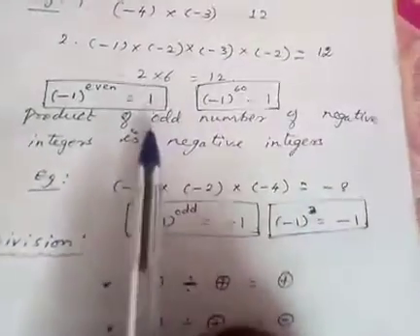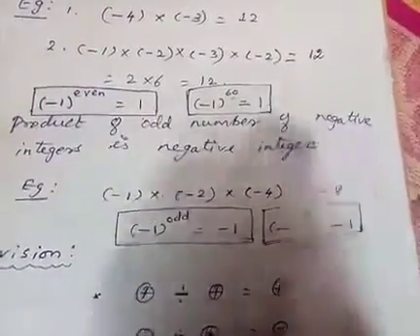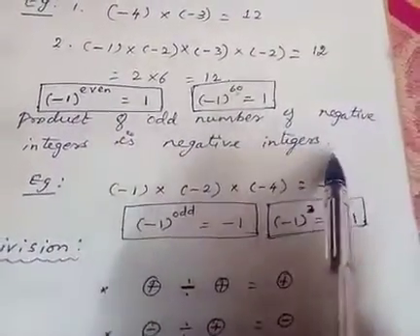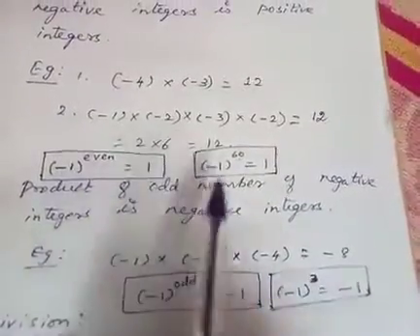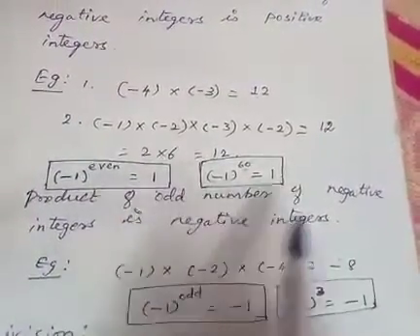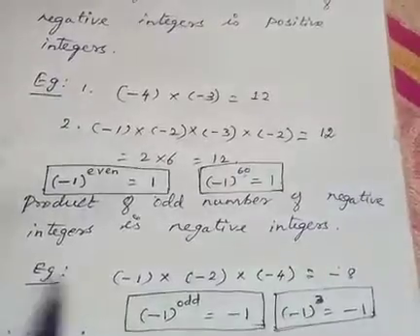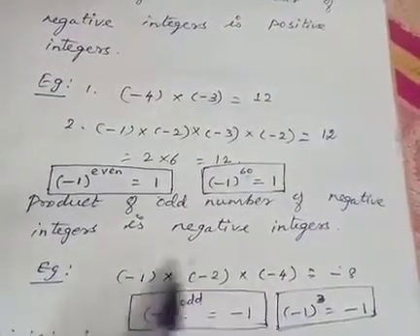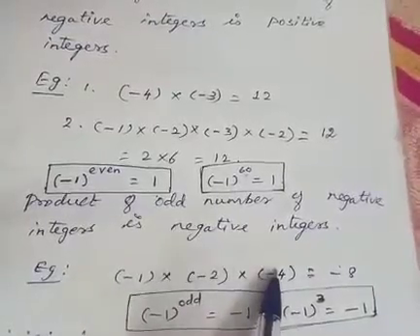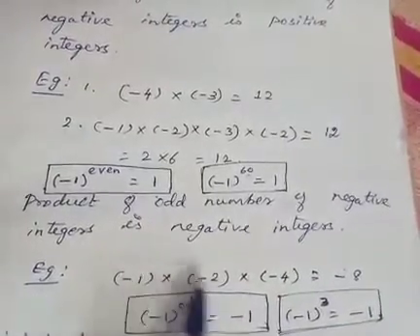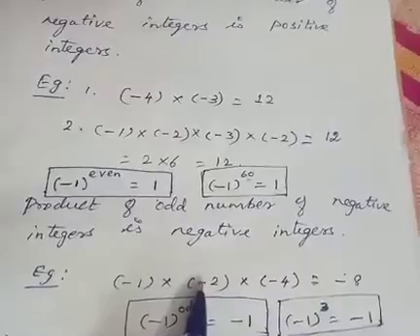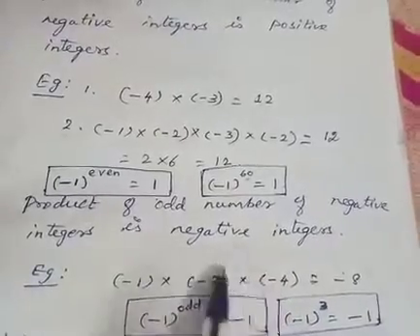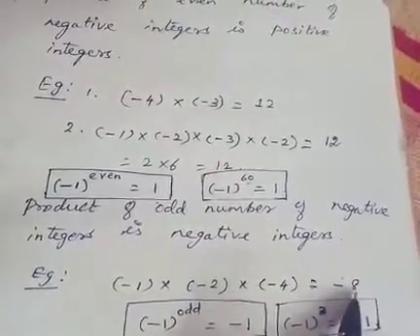Then the product of an odd number of negative integers is a negative integer. For example, minus 1 into minus 2 into minus 4. Here the product of an odd number of negative integers. So minus 1 into minus 2, minus into minus plus 2. 2 4s are 8, plus into minus minus. So the answer is minus 8.